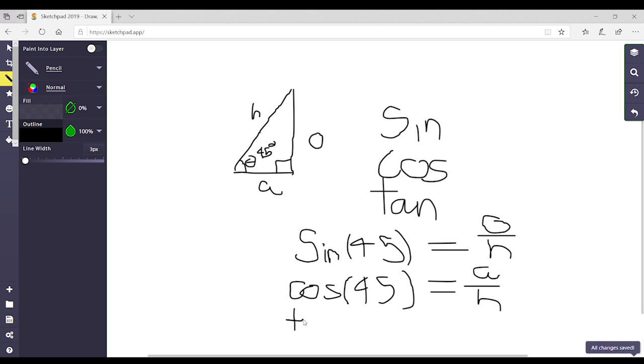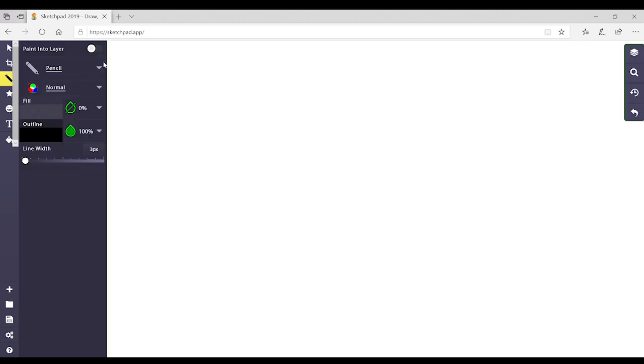Now tangent of 45, let's just say this is just an example number. It can be any other number, right, because the degrees can change. That would get you opposite over adjacent, okay? So these are the three functions that are going to be used. But in grade 11, we go a little bit further.